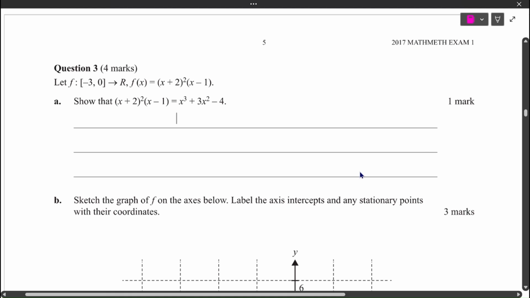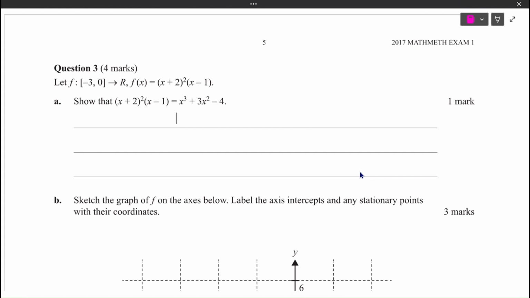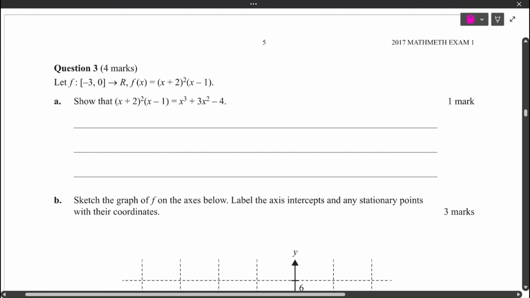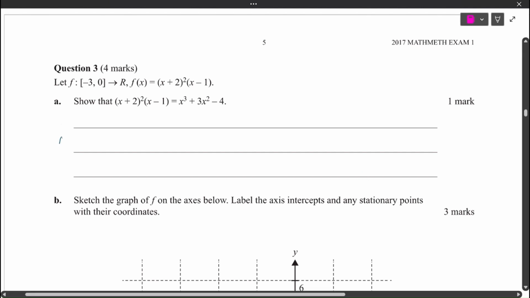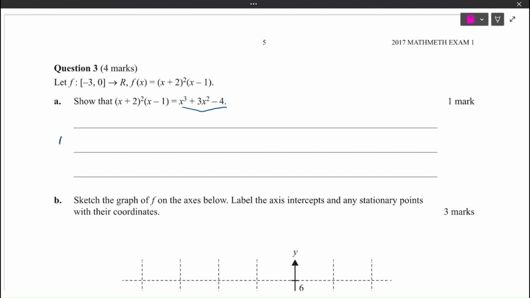Alright, so this is question 3 of the 2017 Math Methods Exam 1. So we have to show that this expression equals this one here. To do this we can do synthetic division. So we put 1 here, 1 there, and we do the constants of each of these expressions. So we have x to the power of 3 plus 3x squared minus 4.